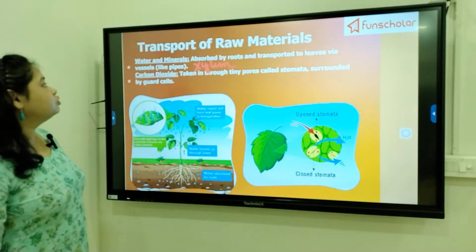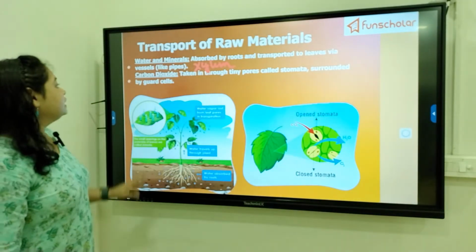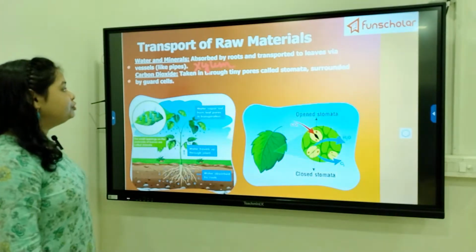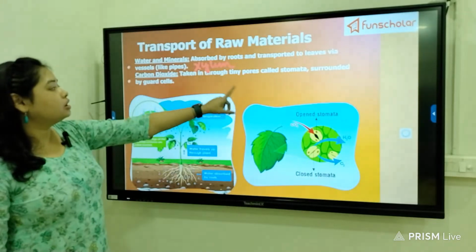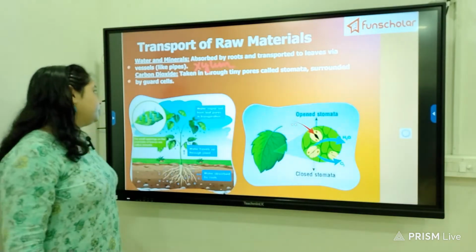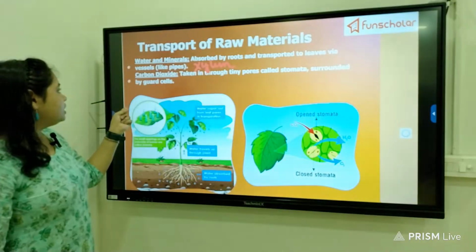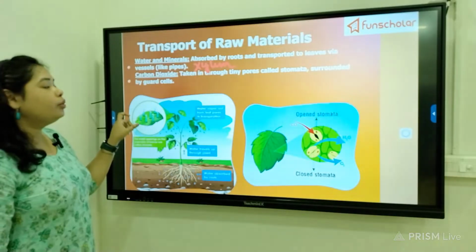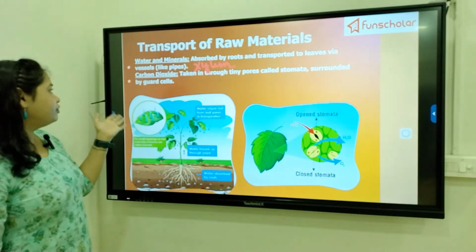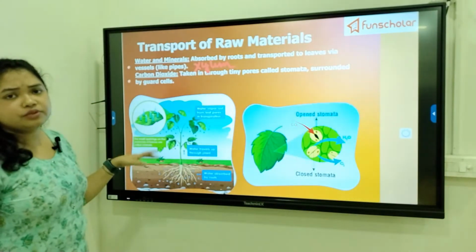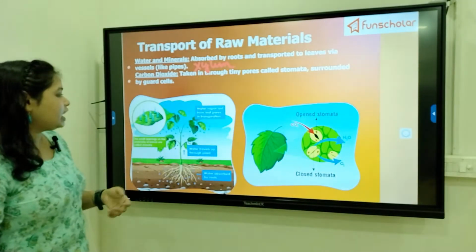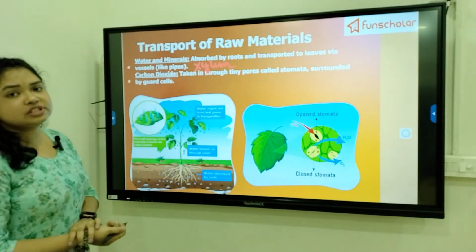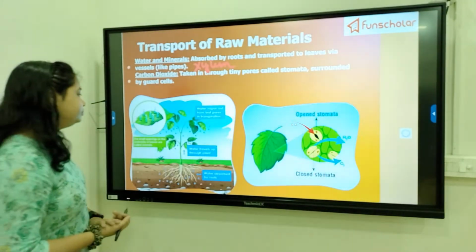from the roots to the leaves, and carbon dioxide is absorbed via the process of diffusion through the tiny pores called the stomata. So the water, minerals and the carbon dioxide are the raw materials principally required for the photosynthesis process to be possible. And for the light, obviously the sunlight should be present, otherwise photosynthesis cannot occur.